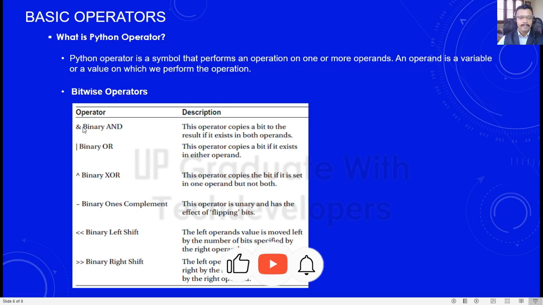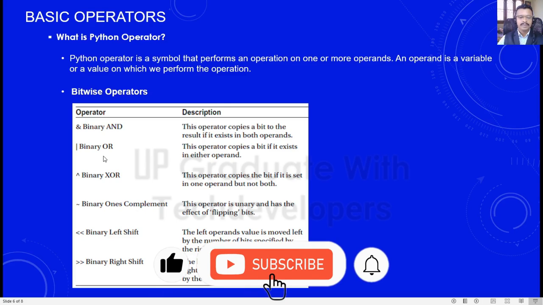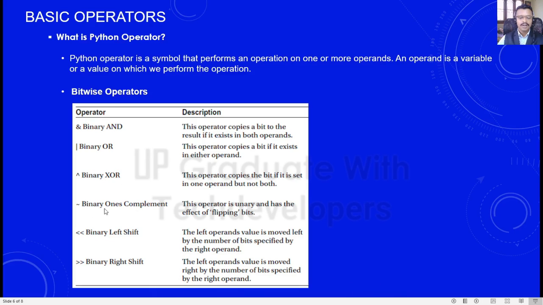We have the AND binary bitwise operator, OR binary bitwise operator, XOR, binary ones complement, binary left shift and binary right shift. Binary AND, this operator copies a bit to the result if it exists in both operands. Binary OR operator, this operator copies a bit if it exists in either operand, means any one. Binary XOR, this operator copies the bit if it is set in one operand but not both.